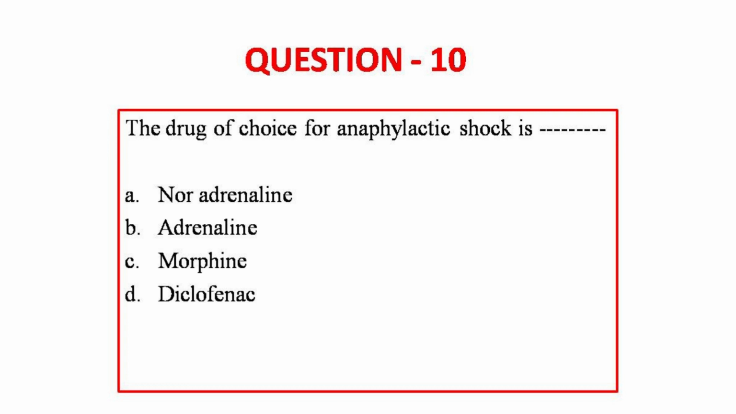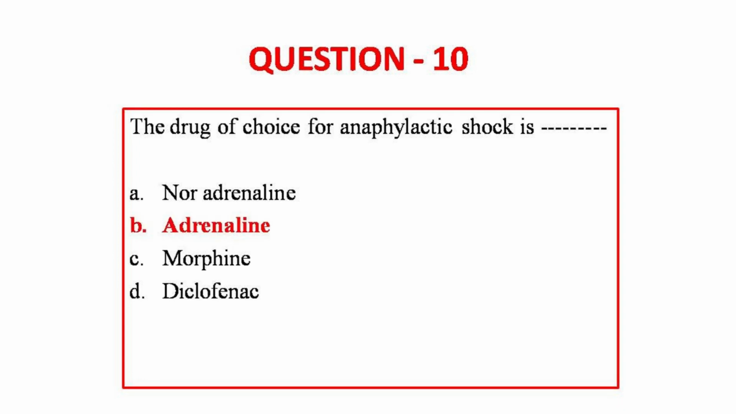So moving on to our last question, question 10. The drug of choice for anaphylactic shock is dash. They've given us 4 options: noradrenaline, adrenaline, morphine, and diclofenac. So the answer for this question is adrenaline. This is not only for exams, they will ask it even in your clinical practice, in your clinics. This is a very important question. The drug of choice for anaphylactic shock is adrenaline. And the most important thing is, sometimes they will also ask whether it is epinephrine or norepinephrine. So the answer is epinephrine.